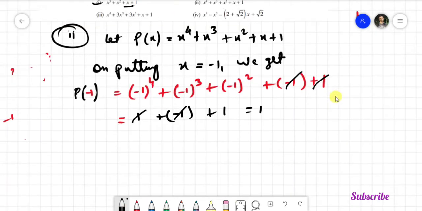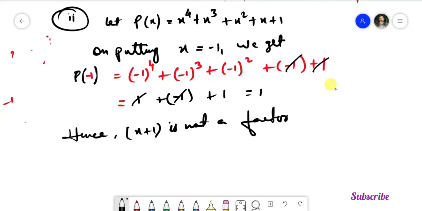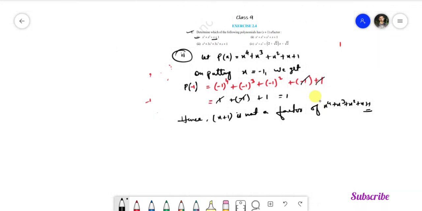We'll say hence x plus 1 is not a factor of, write it fully, x to the power 4 plus x cube plus x square plus x plus 1. Okay, so this was your second answer. So I think this is an easy chapter, but if you are finding difficulties, then please comment down, so that I can know that you are finding difficulties.